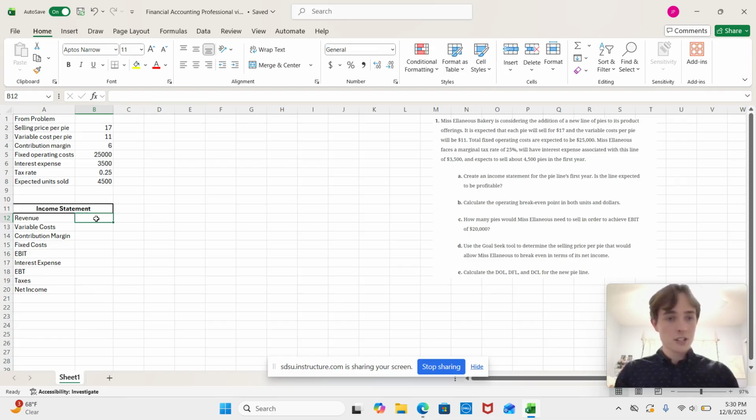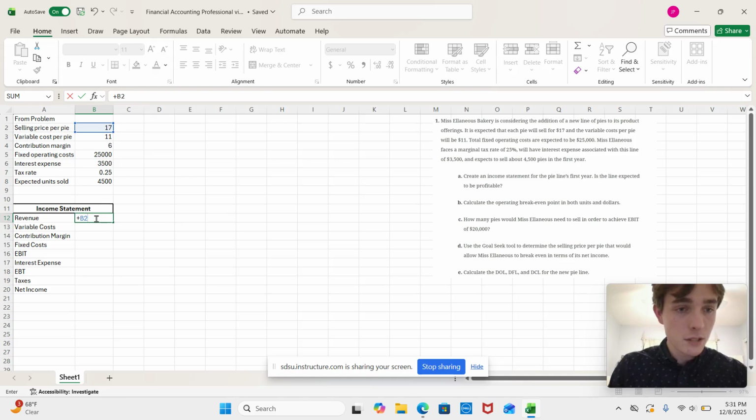Okay, so for the calculations, for revenue, we are going to do equals B2, which is the selling price per pie. So we always do an equal sign because that lets Excel know that we want to do a formula. So we're going to do equals B2 because that is the selling price per pie, and we are going to multiply that by B8, which is the expected units sold. And the reason why we do that is because we're going to sell this many units at this price. This is the selling price for this many units, you just multiply them.